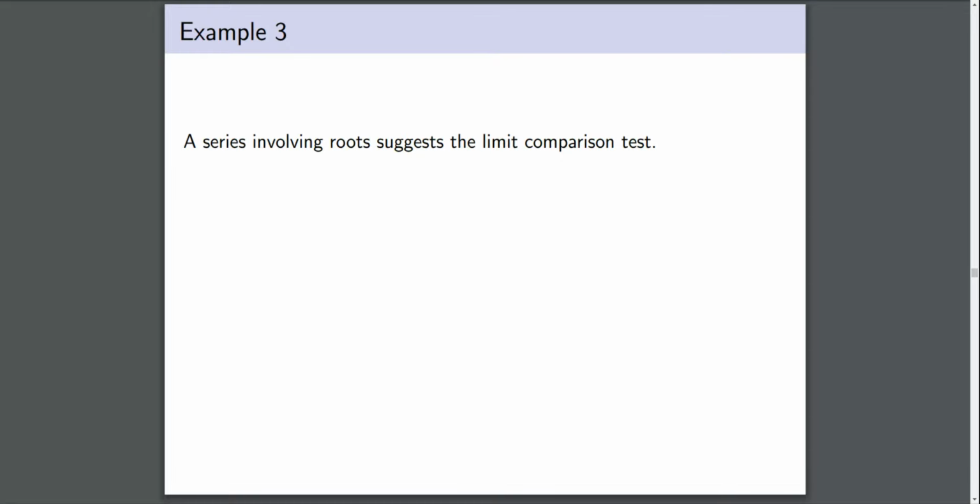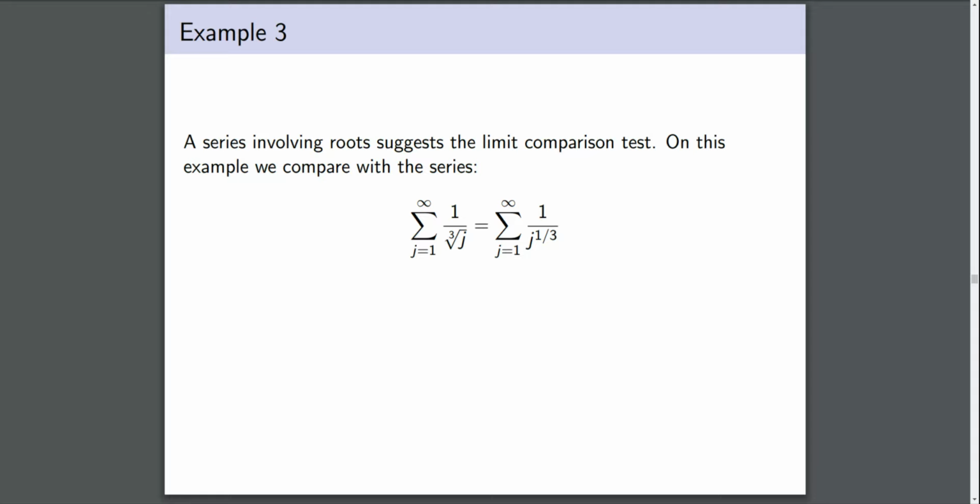When we have a series involving roots, that usually suggests the limit comparison test. Here I'm going to compare with the series 1 over j to the 1/3. Why did I pick that? Well, remember on step 1, when we factored out the highest power in the denominator, that power was j to the 1/3. So that gives me my comparison series. This is also a p-series. P is equal to 1/3. This means that our series diverges since p is less than or equal to 1.